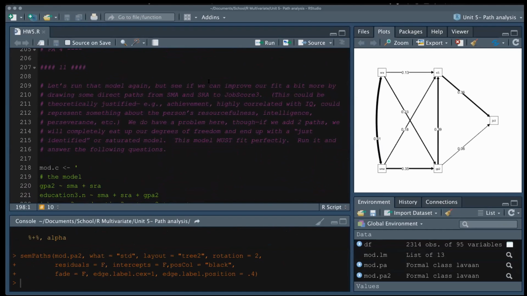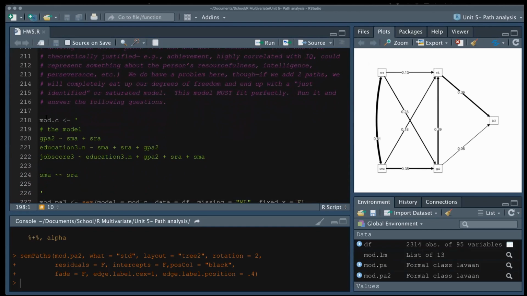All right, so now we're wanting to run this model again, but we want to improve our fit by connecting direct paths between SMA and SRA and job score 3. So right now we have just the path between SMA and GPA and education 3, and same for SRA, but we want to connect some direct paths to that job score 3 variable.